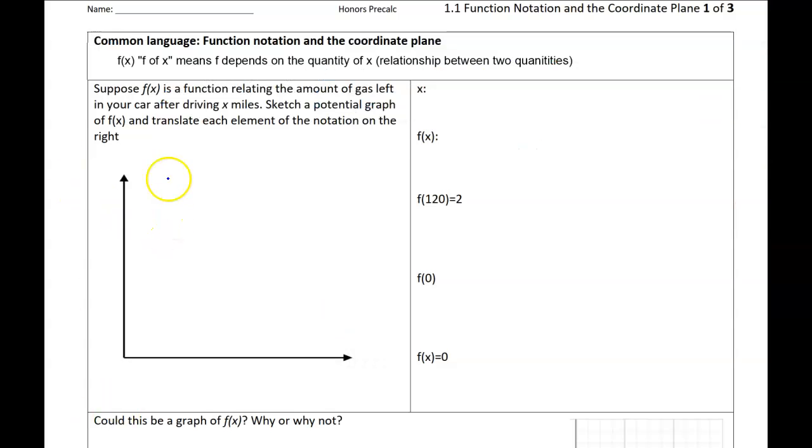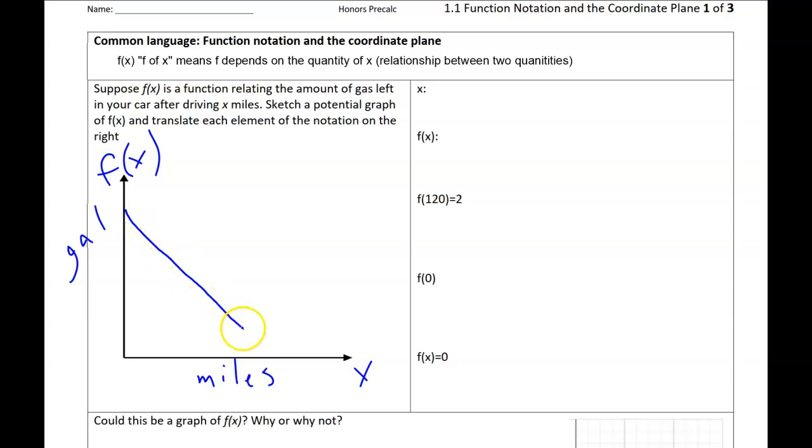So we can sketch this relationship. It's a good idea to label your axes both with their names, f of x and x, and also what they are. So this is miles on the bottom here, and this is gallons left on this side. We don't know a whole lot about f of x, but we do know it should be decreasing. So I'm just going to draw a decreasing linear function here. And that could be a potential graph of f of x.